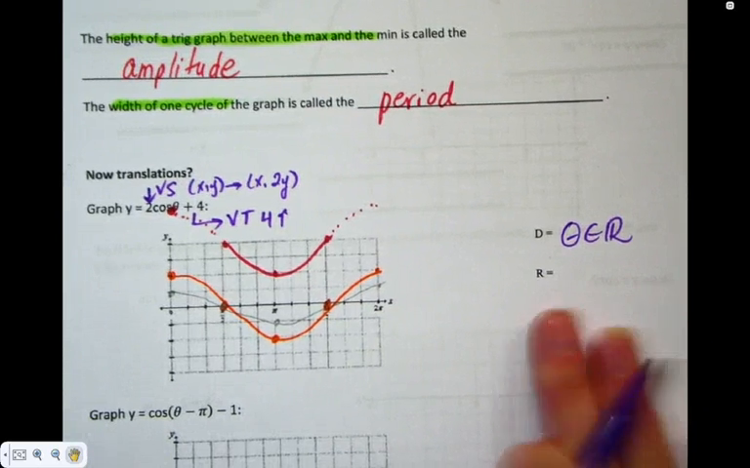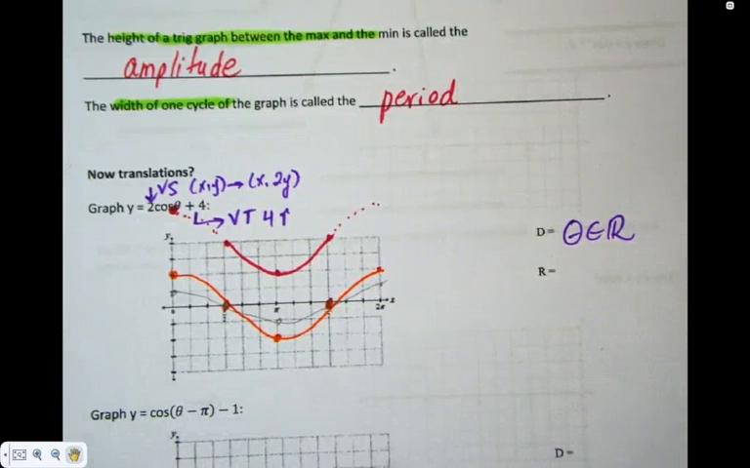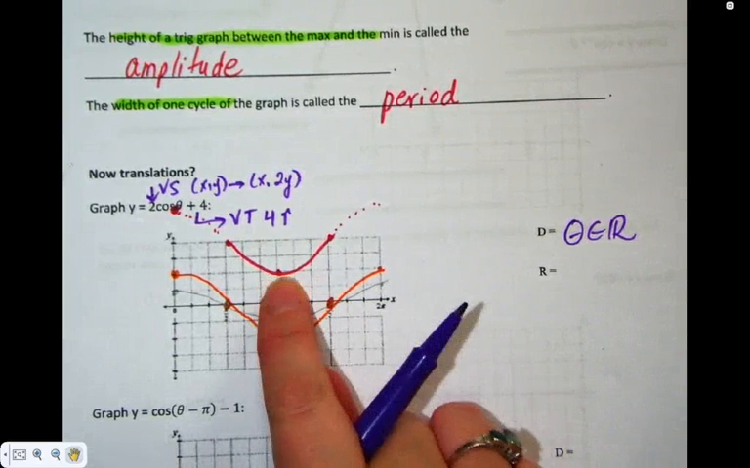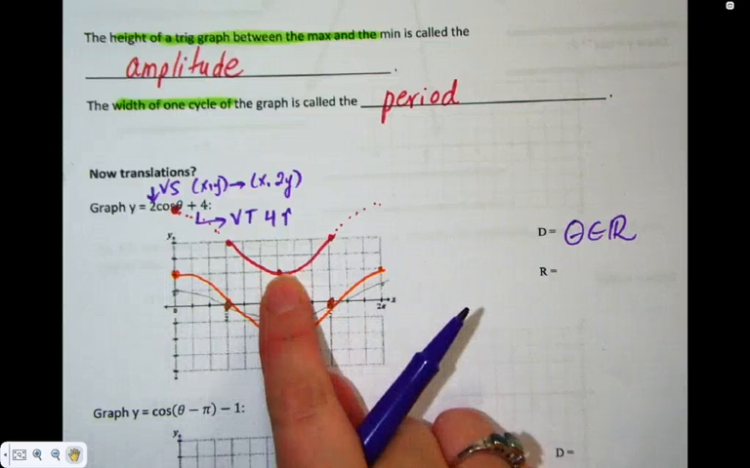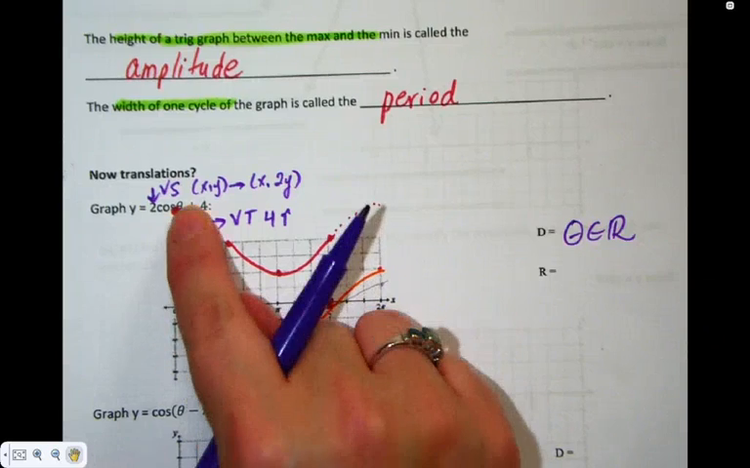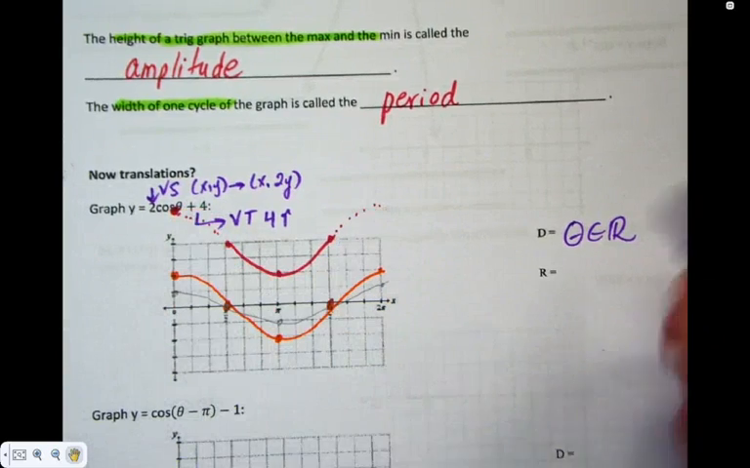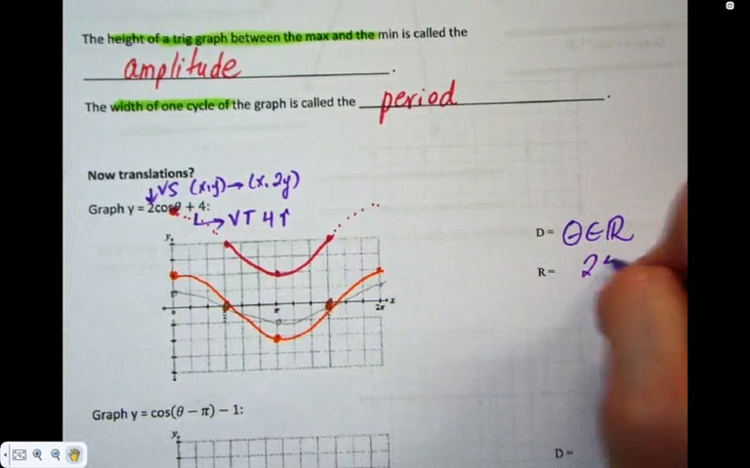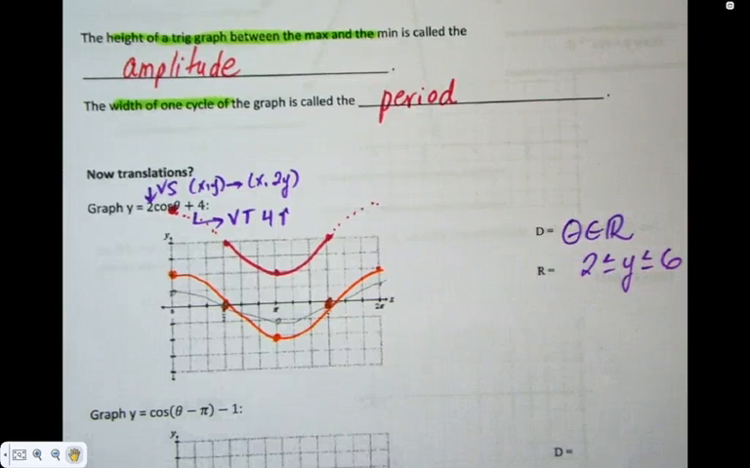The range is never to infinity because there's always a max and there's always a min. So the min is easy to see because it's on the graph. What is it going to be? The max, well, you would have counted up. If this was at 2 and we counted up 4, it would be at 6. So 2 less than or equal to y less than or equal to 6.